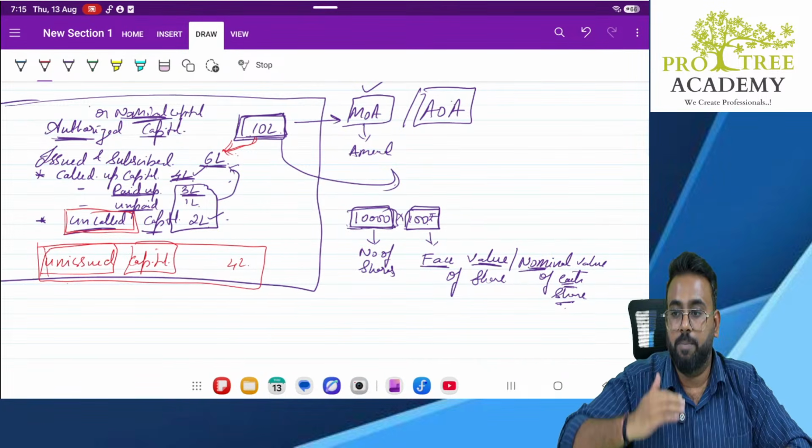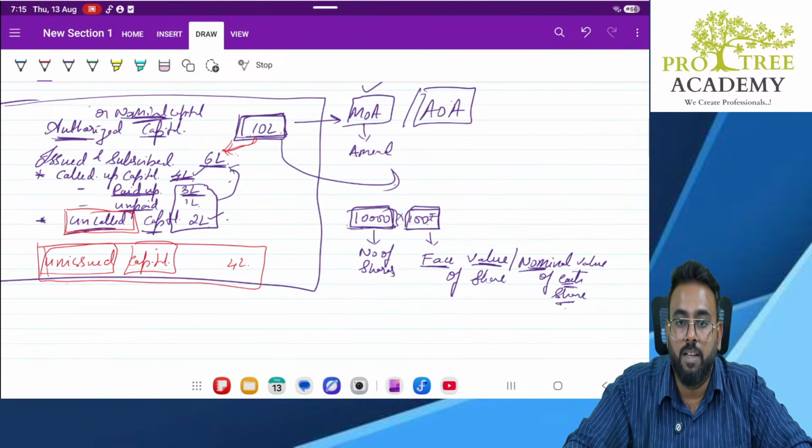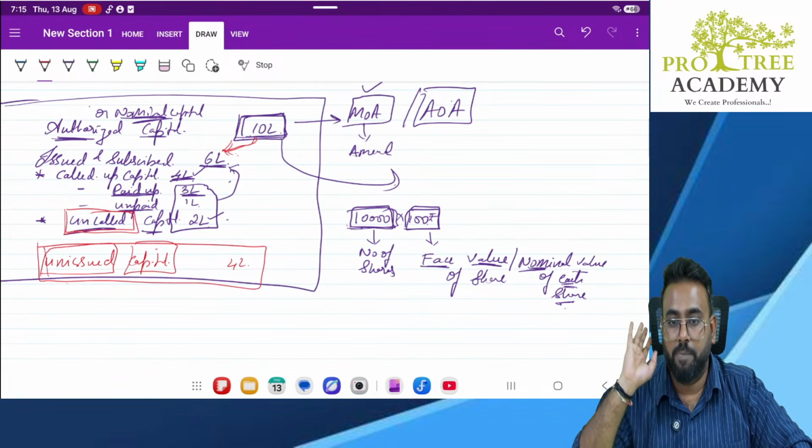It is unissued capital. That means unsaid. You have also not told your father. Your father has also not accepted the thing. So it is unissued capital.